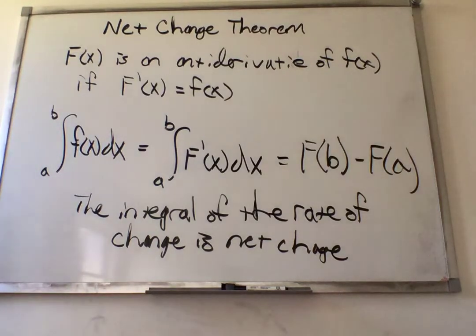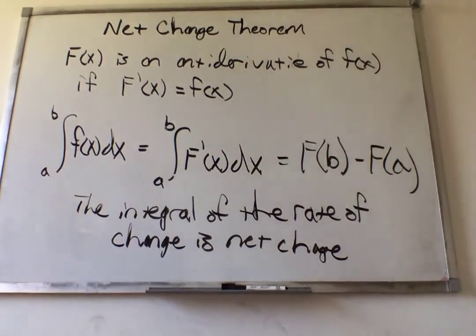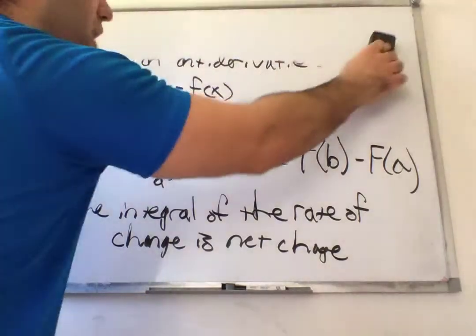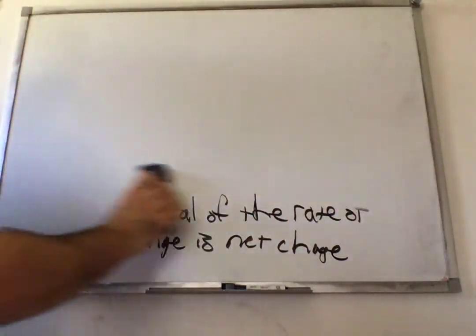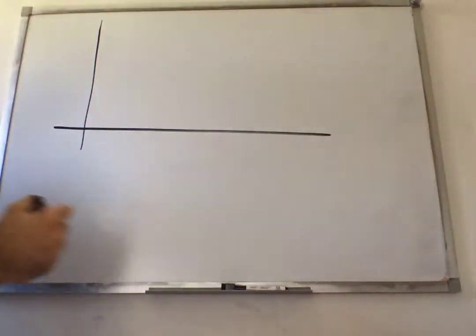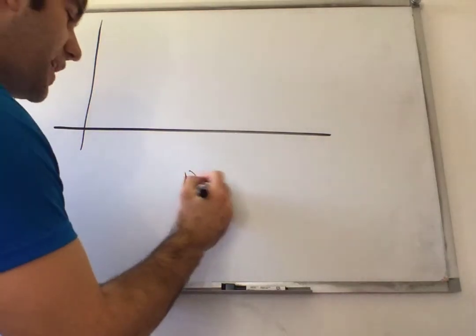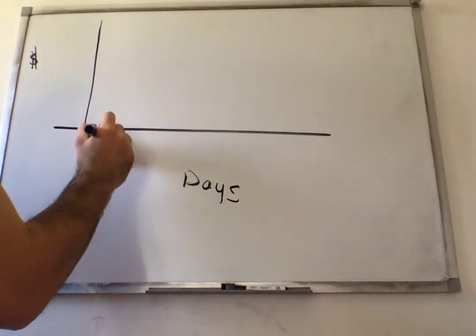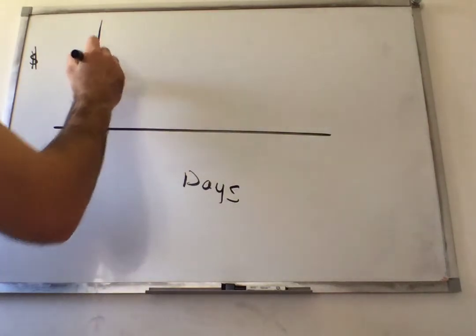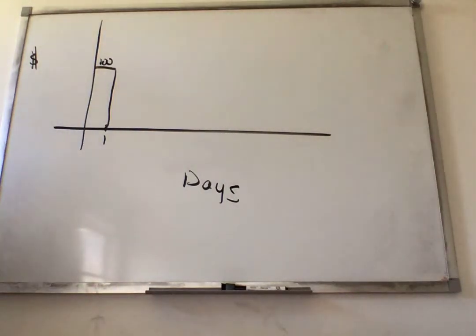Now let me explain the idea of net change. The example I have is something we could all relate to because it deals with keeping track of your money in a bank account. Over here is how much money is in your bank, and down here is your days. We're starting on day 1. On day 1, you already have $100 in your account. That's where we start keeping track of your money.